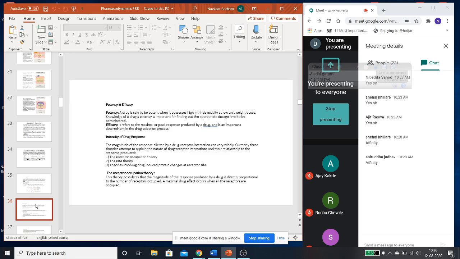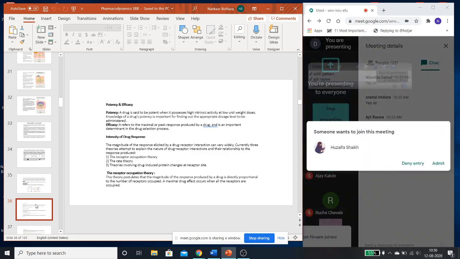Then the second thing is efficacy. It refers to the maximal or peak response that can be produced by a drug, and it is an important determinant in the drug selection process. Again, let us go back to our original example. For this, we have given the example of what? Car and driver.